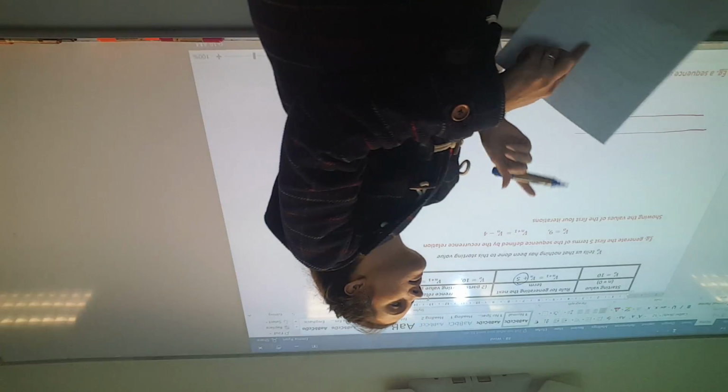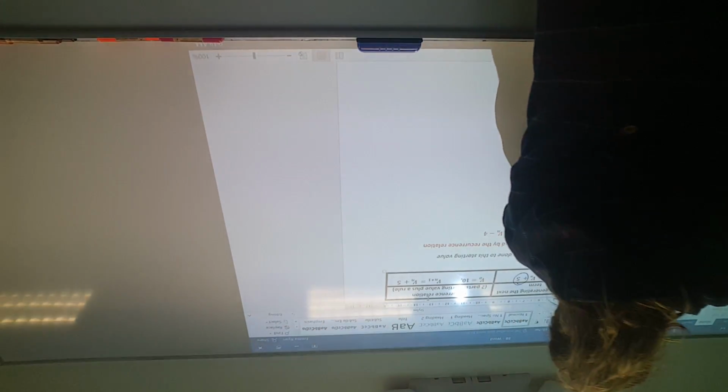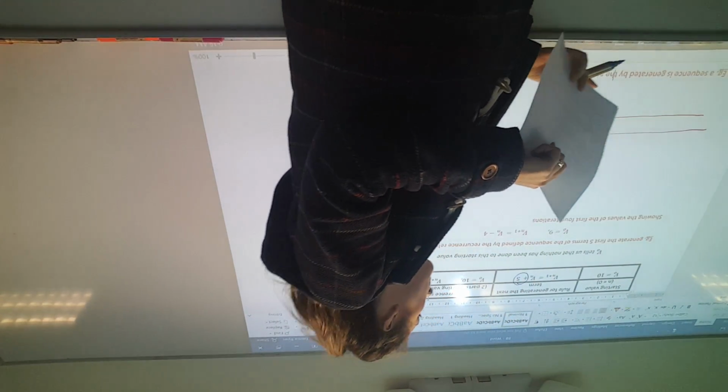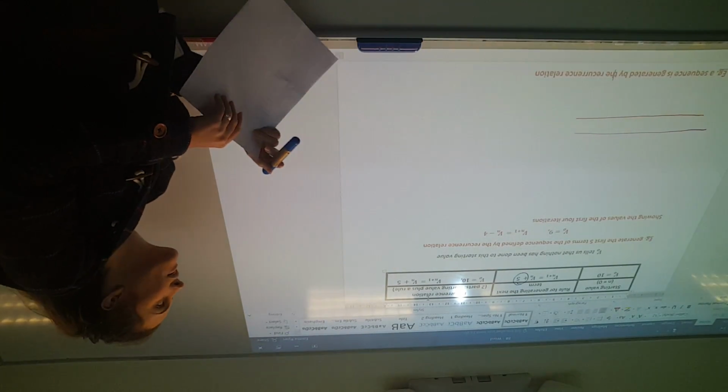So the n plus 1 just means the next term. Yes, because it's the next term. It's the rule for generating the next term.